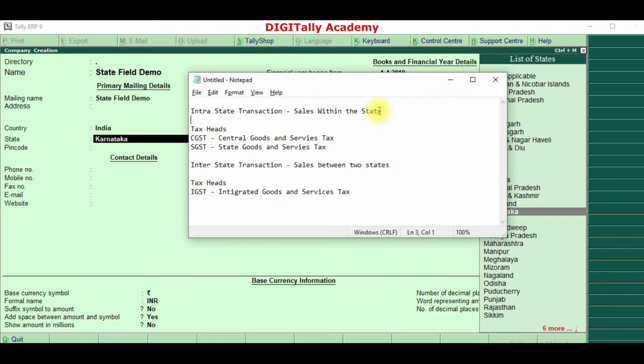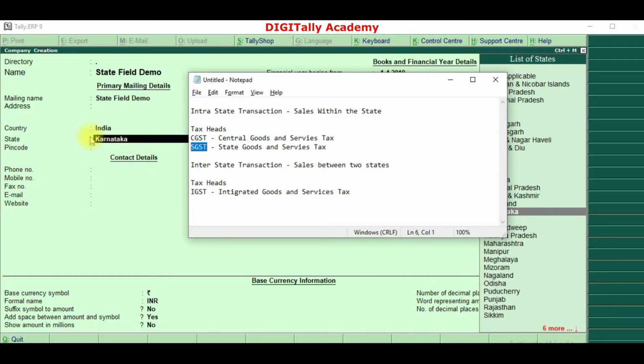In this case, two tax heads are applied: one is CGST, another is SGST. CGST stands for Central Goods and Services Tax. SGST stands for State Goods and Services Tax. So by selecting the state in the company creation or alteration screen, Tally decides whether you are making interstate or intrastate transactions. In our example, we selected the state as Karnataka.